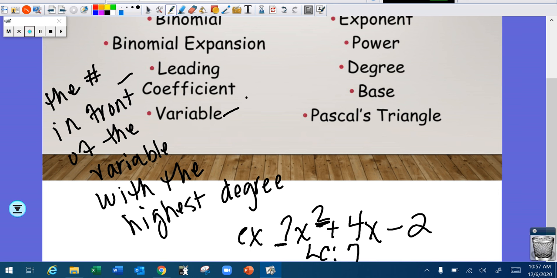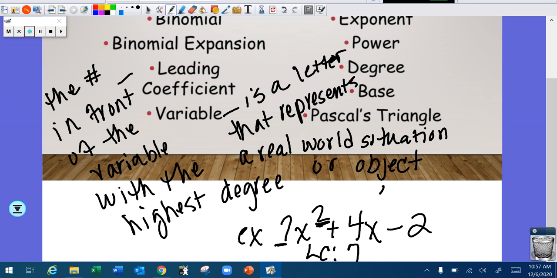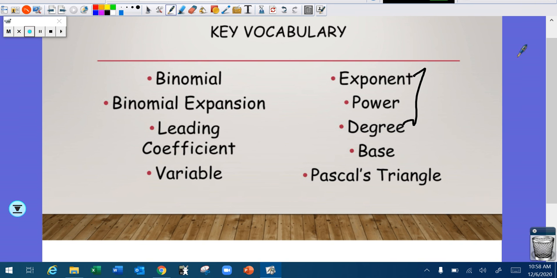Okay, a variable is a letter that represents a real world situation or object. And this can be done with x, y, z. You can use the whole alphabet if you want to. Exponent, power, degree, we already know these, so I'm going to skip that.